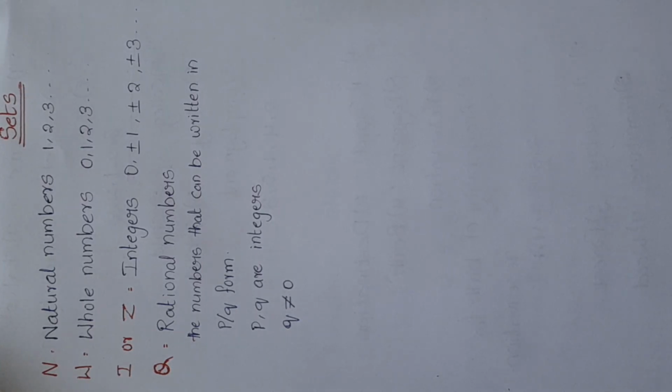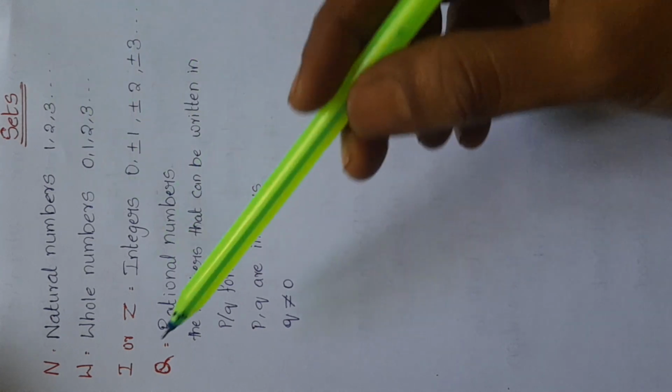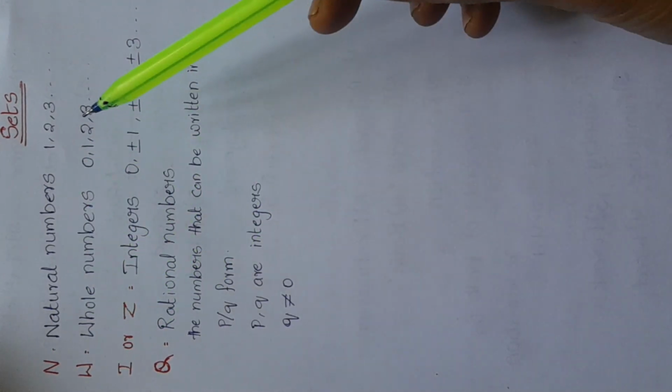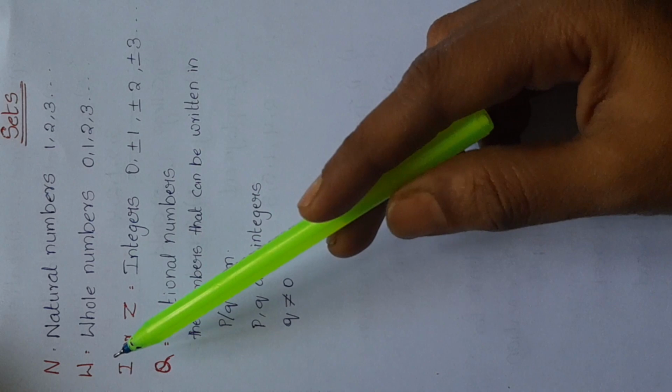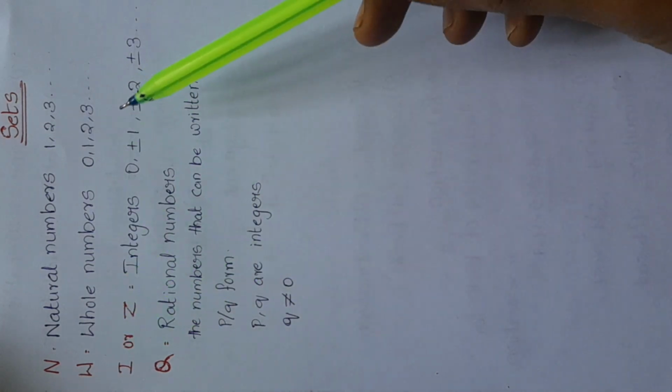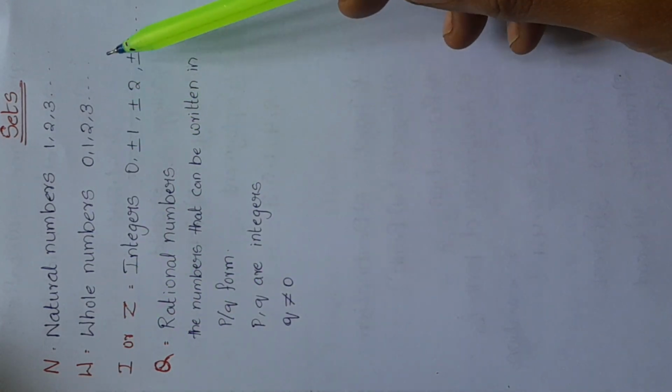Today our topic is the second chapter, Sets, of 10th class. We represent the natural numbers with N, that is 1, 2, 3 and so on. The whole numbers we represent with W. The whole numbers are 0, 1, 2, 3 and so on.